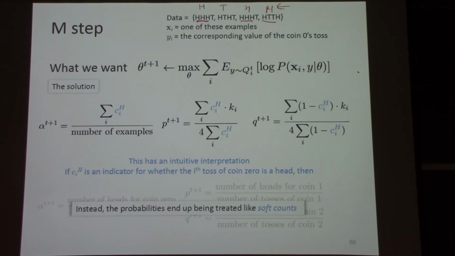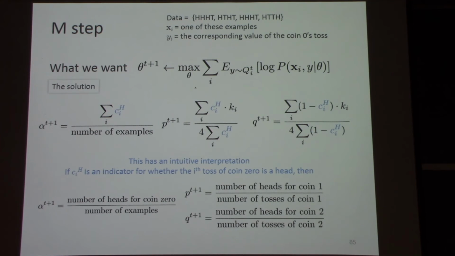So really this term here is asking the number of heads for coin 1 divided by the number of tosses of coin 1. And that's the bias of coin 1. Intuitively, if you had the labels, that's how you would estimate it. The bias of coin 1 is the number of times you see a heads for coin 1 divided by the number of times you toss coin 1. Same thing for coin 2, except we don't have the actual number, instead we have these soft counts.